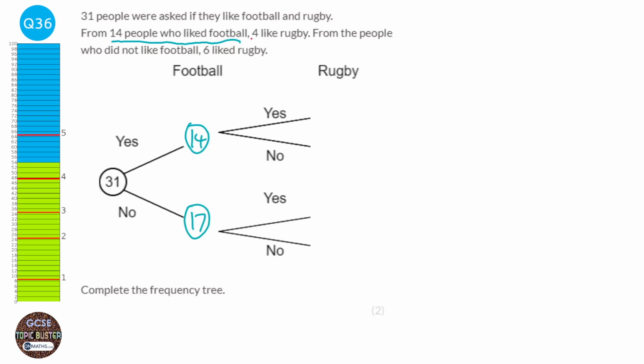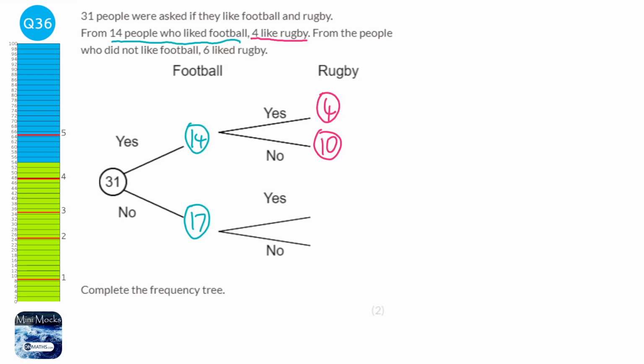Carrying on the sentence, it says 4 like rugby. So 4 of those liked rugby. And we had 14 to start off with down this strand, and so that must mean that we've got 10 who don't like rugby. So of those 14, 4 liked rugby, so therefore 10 must have not liked rugby.